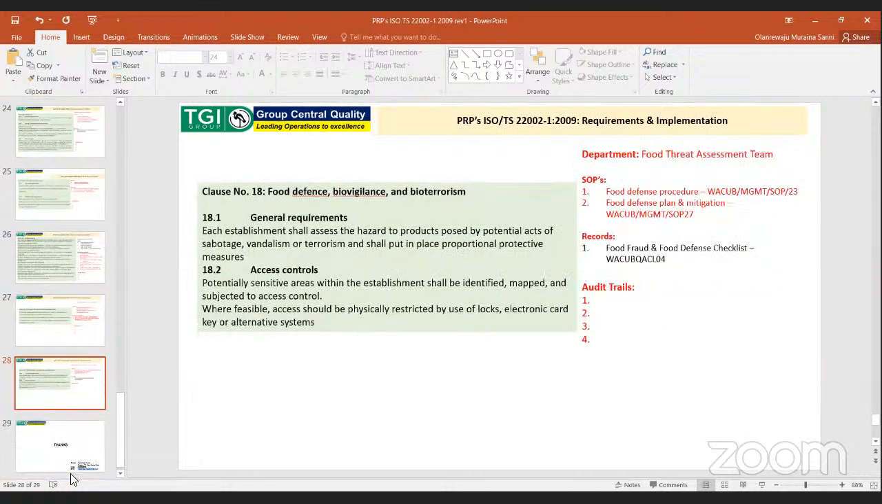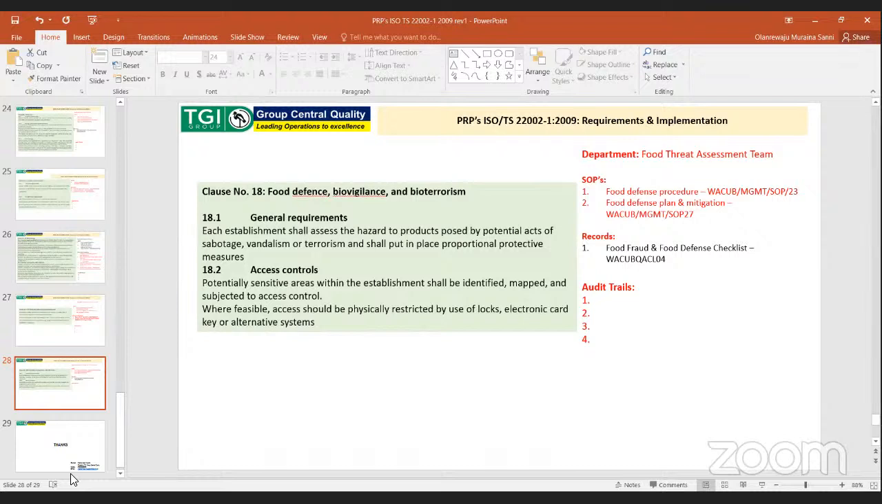Food defense against vandalism and terrorism. What it says is: each establishment shall assess the hazard to product posed by a potential act of sabotage, vandalism, or terrorism, and shall put in place proper protective measures.